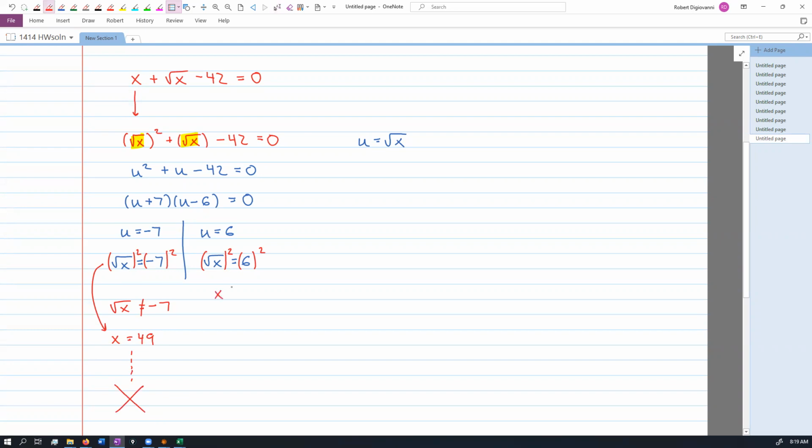The other one gives us x is equal to 36. And I will check that by plugging it into this. So 36 plus the square root of 36 minus 42 needs to be equal to 0. So this is 36 plus 6 minus 42 equals 0, which is 42 minus 42 equals 0, which is right. So the only answer we should get is 36 here.